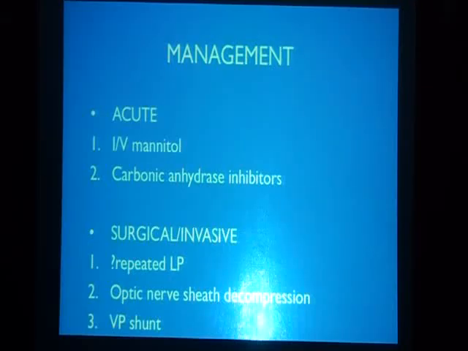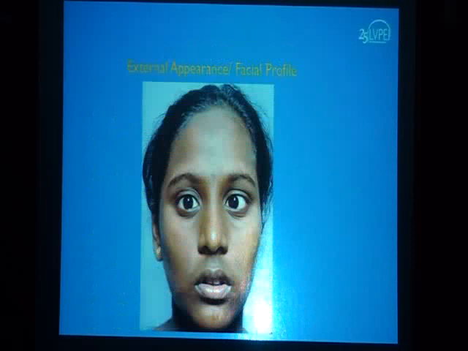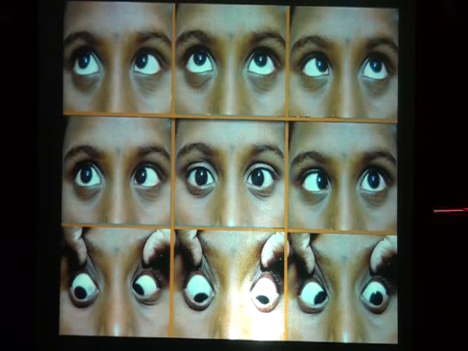And BICH management is both surgical as well as medical. This is one of the cases I would like to show you. Typically, this child is of around pubertal or post-pubertal age, and comes with headache and diplopia. You can see an obvious bilateral abduction limitation with typical esotropia in primary position. She had bilateral sixth nerve palsy.